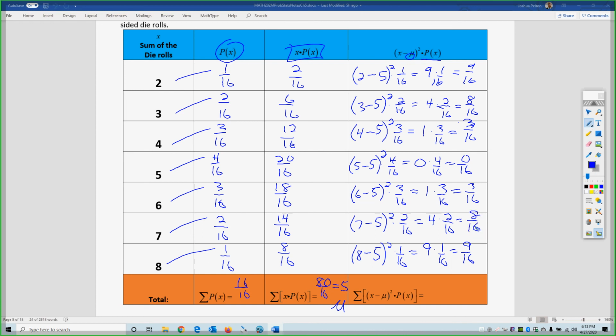And if I add those all together, I get 40/16, which is 5/2. And the biggest thing in probability is don't simplify fractions. Not until you get to the final answer. Otherwise, it makes life very difficult. Keep common denominators. Okay, and of course, that is our variance. We'll take that down and answer the questions.